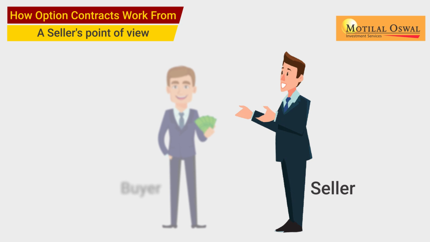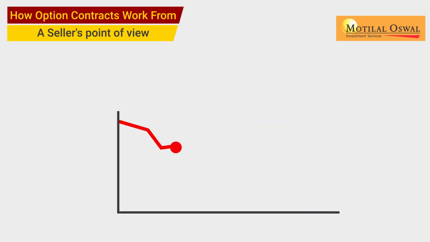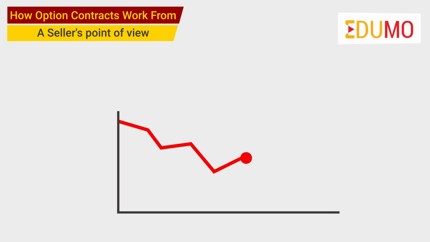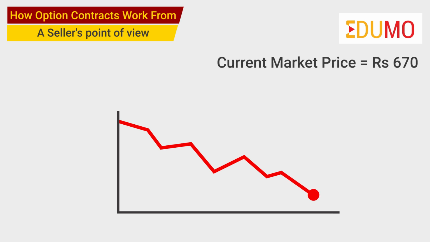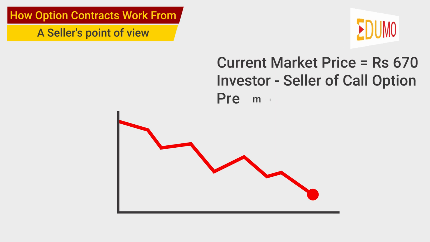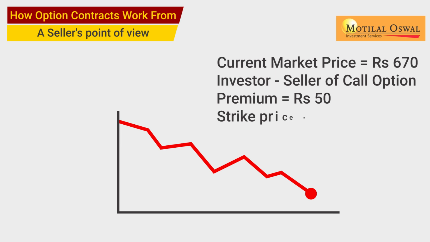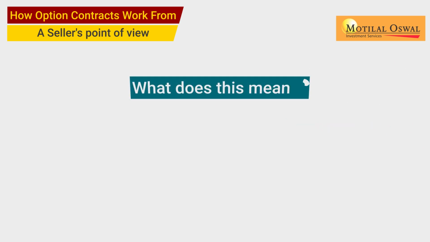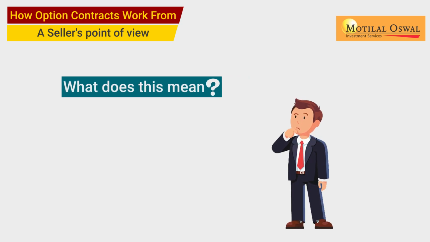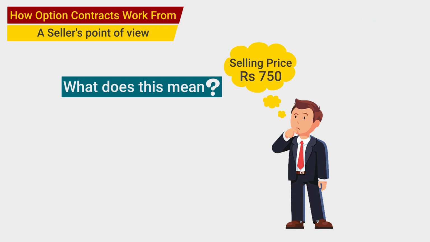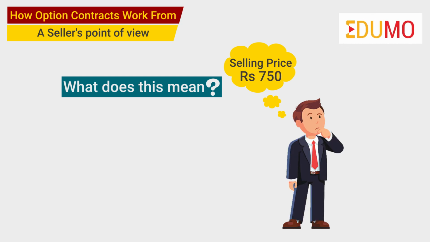In case of an options contract, assume you are bearish on a stock, or your view is that the stock will not go up from current levels. It will either stay range bound around current levels or will go down. The stock is trading at Rs 670 today. You decide to sell a call option at a premium of Rs 50 at a strike price of Rs 750. So, what does this mean? This means that you have the obligation to sell the same stock 1 month later at Rs 750. Since you take up this obligation, you receive a small amount of Rs 50 as premium.